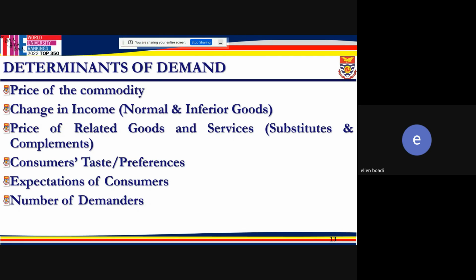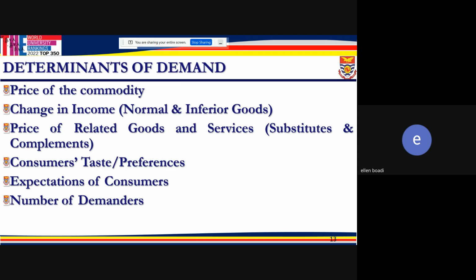So in effect, you see that it is not just the price of the commodity. Yes, the first factor that influences the demand is the price of the commodity. We call it own price of a commodity. Apart from that, you said that income of the person also influences the demand for the commodity. If it's a normal good, when your income is increasing, you buy more of it.